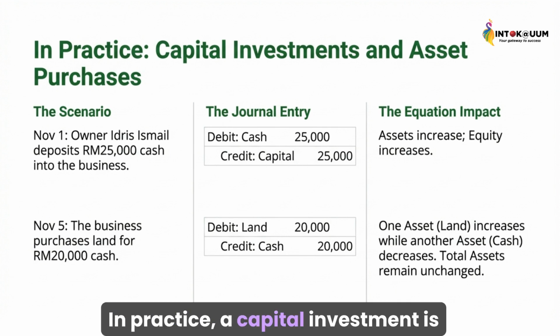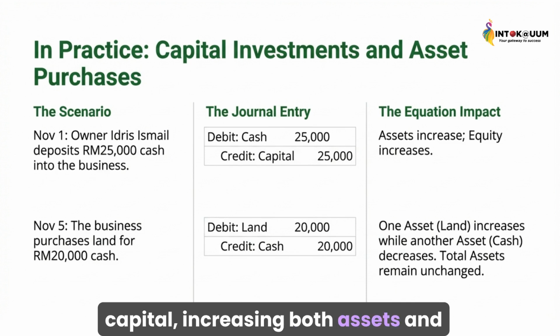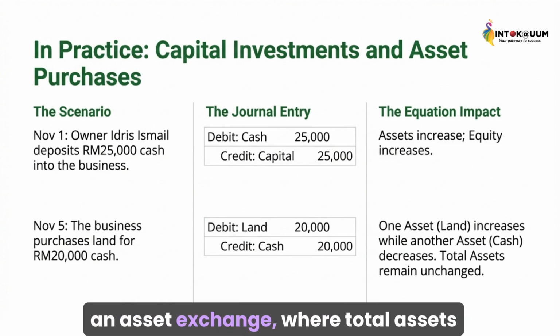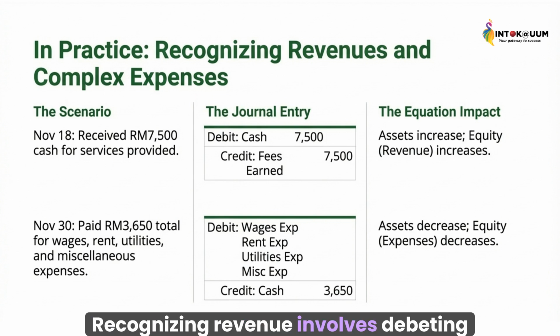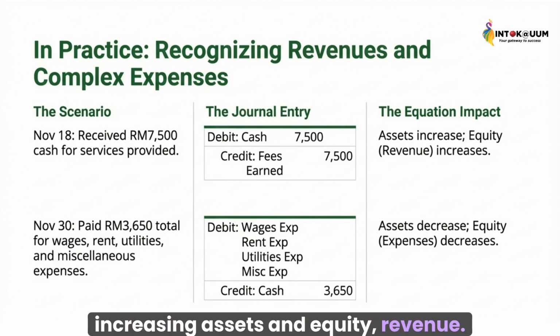In practice, a capital investment is recorded by debiting cash and crediting capital, increasing both assets and equity. An asset purchase, like land for cash, is an asset exchange, where total assets remain unchanged. Recognizing revenue involves debiting cash and crediting fees earned, increasing assets and equity, revenue.